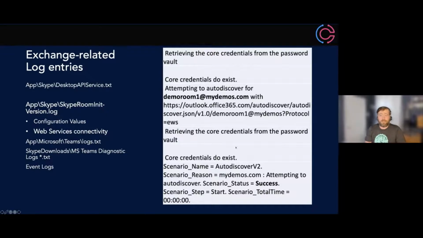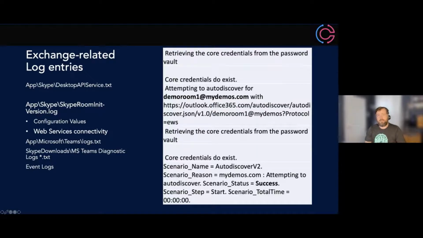In this case, I can actually tell that it works. But this is information that's really valuable in this log file that tells you it pulls the credentials. It's attempting to go to autodiscover. This is the specific URI of the autodiscover request. It's leveraging EWS, obviously, it's autodiscover. And I can see that the autodiscover scenario is successful in this scenario.